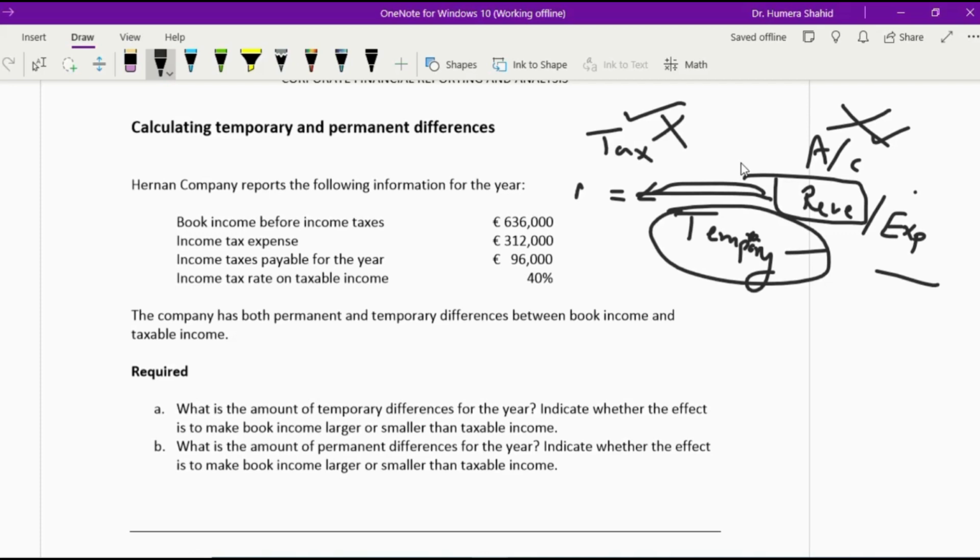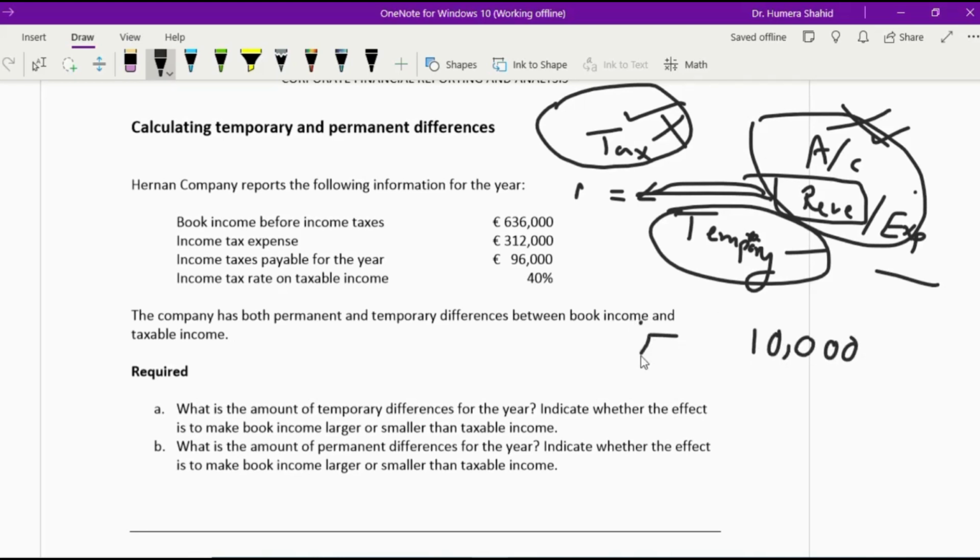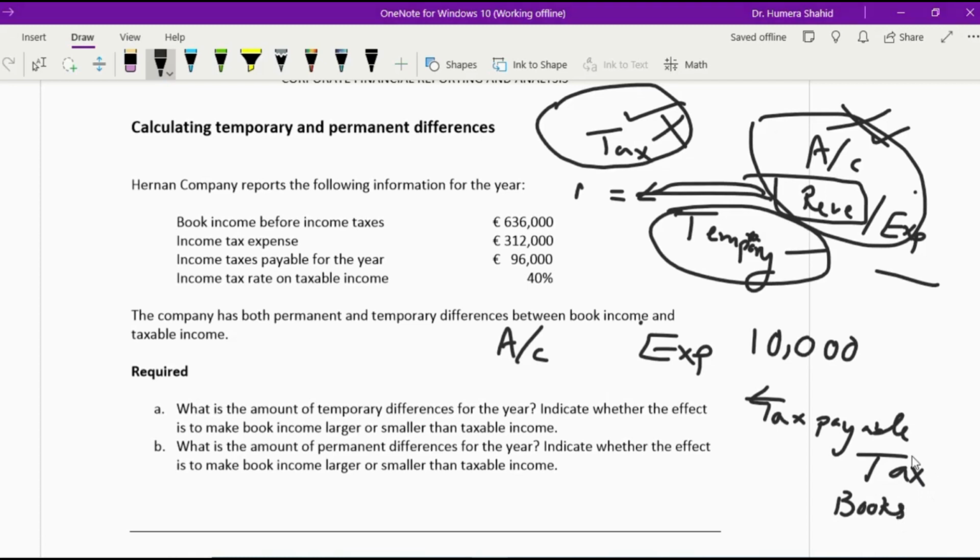There was another important thing which we have discussed, that every year the tax we pay is paid according to the tax books, whereas the real income tax expense is based on the accounting books. So for example, your tax expense is 10,000. This is income tax expense, and this will be in accounting books. Income tax payable, I'll write here tax payable, that is based on tax books. Difference between these two amounts, let's suppose it's 12,000.